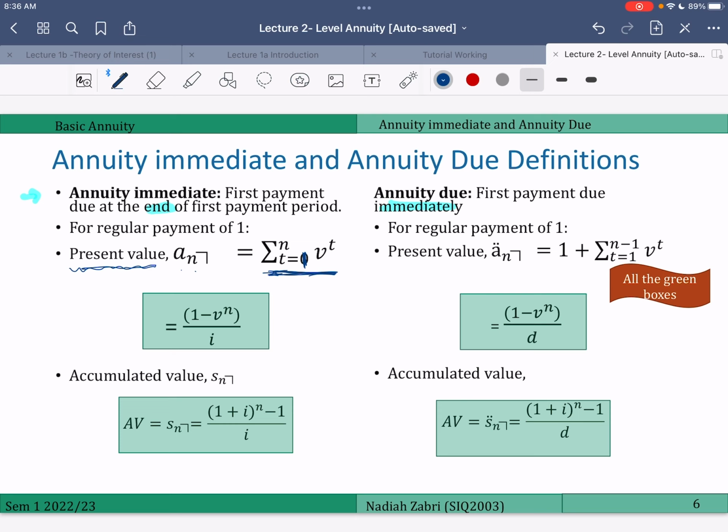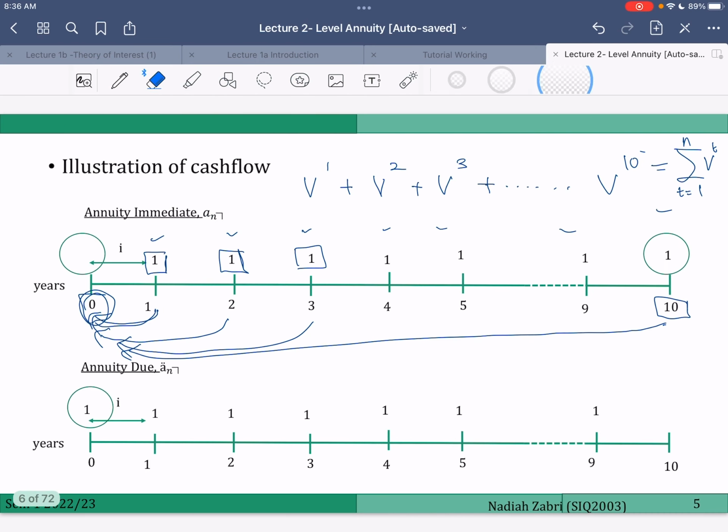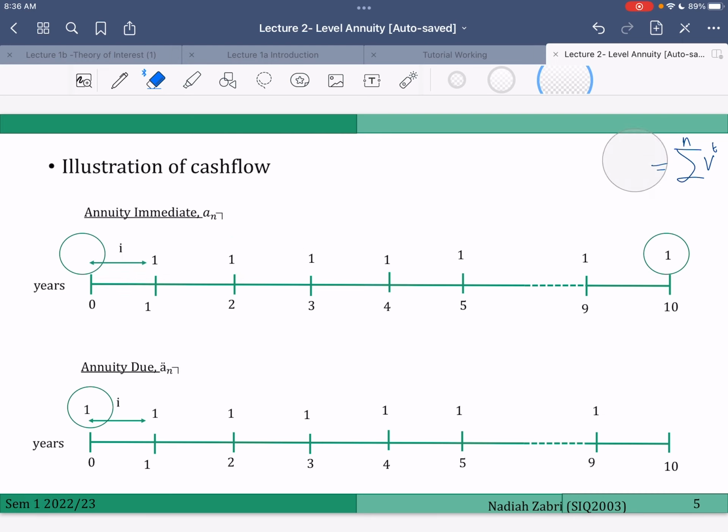So instead, you can also find the present value, A angle n, with this formula, 1 minus v to the power of n over i. Okay, just recognize this formula first. We will understand how it is derived later. For the accumulated value, we write it as S angle n. If we are looking at this illustration, S angle n means we are evaluating this cash flow where the annuity is paid at the end of the year, but we are now evaluating it at time n.